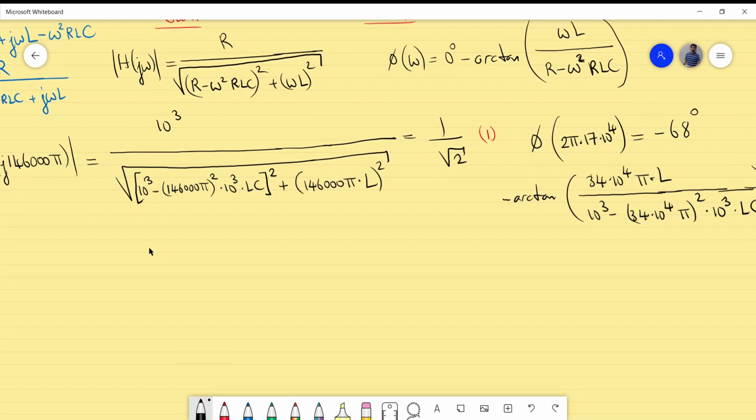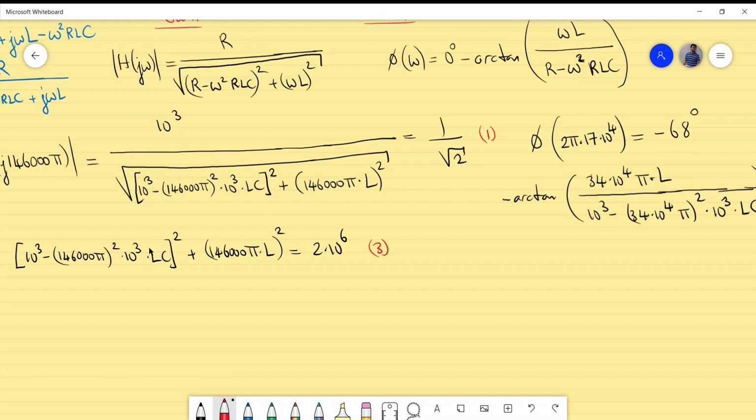So let's write it down. I have the following. I have 10 to the power 3 minus the cutoff frequency whole squared times the 1000 LC, this whole part squared, and the second part also, just take over everything we have there, also squared, and this will be equal to 2 times 10 to the power 6. I will also number this, it will be equation number 3.